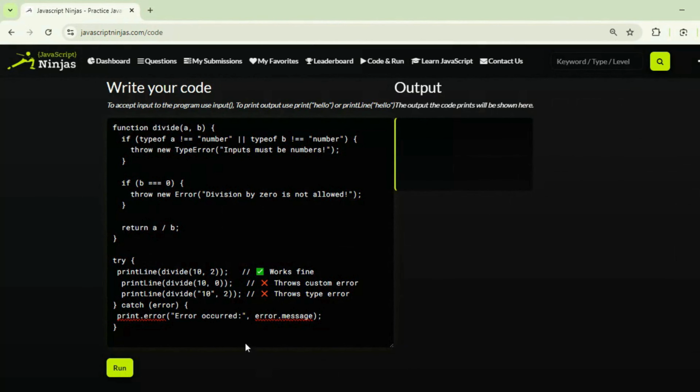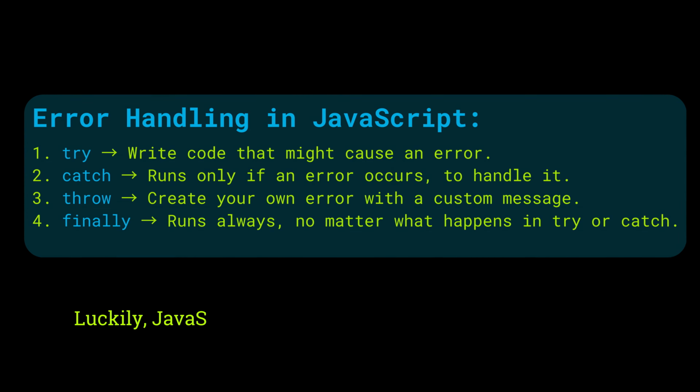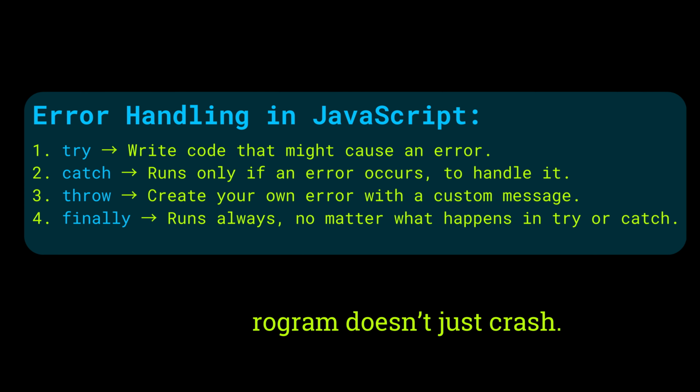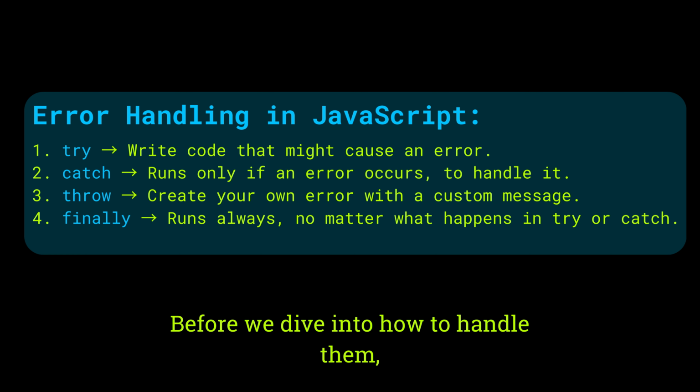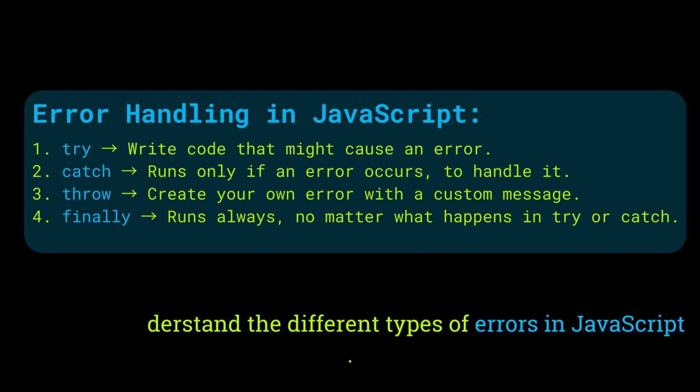When executing JavaScript code, different errors can occur. Errors can be coding errors made by the programmer, errors due to wrong input, and other unforeseeable things. Luckily, JavaScript gives us ways to catch and handle these errors so our program doesn't just crash. Before we dive into how to handle them, let's first understand the different types of errors in JavaScript.